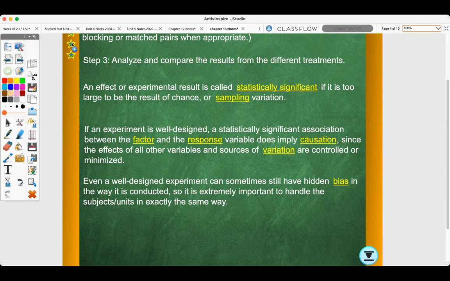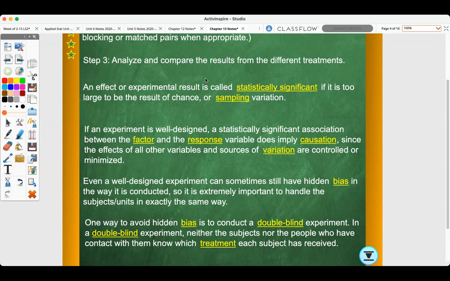Even a well-designed experiment can sometimes still have hidden bias in the way it is conducted, so it is extremely important to handle the subjects or units in exactly the same way. One way to avoid hidden bias is to conduct a double-blind experiment. In a double-blind experiment, neither the subjects nor the people who have contact with them know which treatment the subject has received.